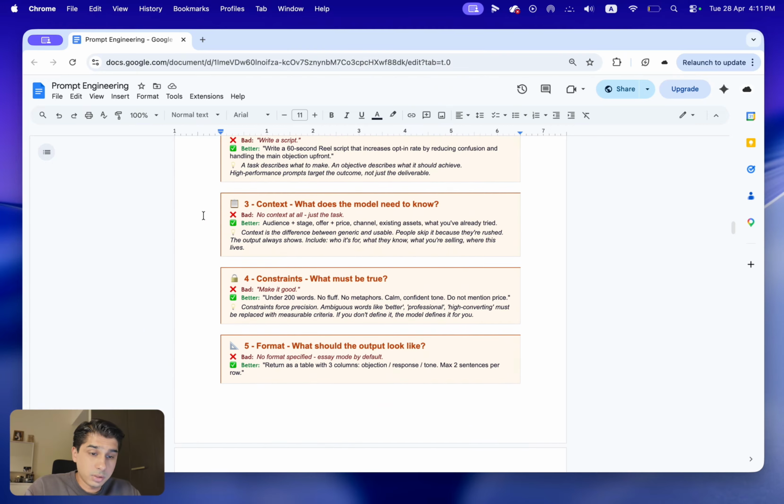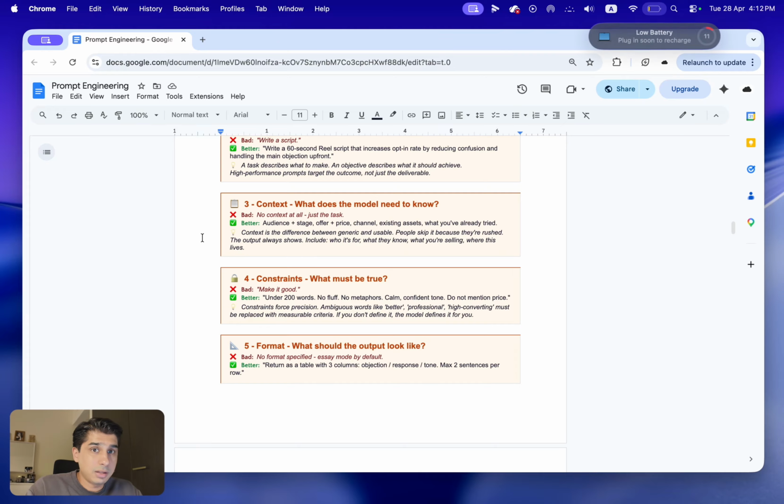Okay. 3, context. What does the AI model need to know? The bad one is no context at all, just a task. So again, write me a landing page. And a better one is your audience, your stage, offer and price, your channel, any existing assets that you may have, things that you've already tried. And the idea here is once you feed it all of this information, it knows exactly what it needs to do, and you will get the exact output you're hoping to get. Now, context is the difference between generic and usable.